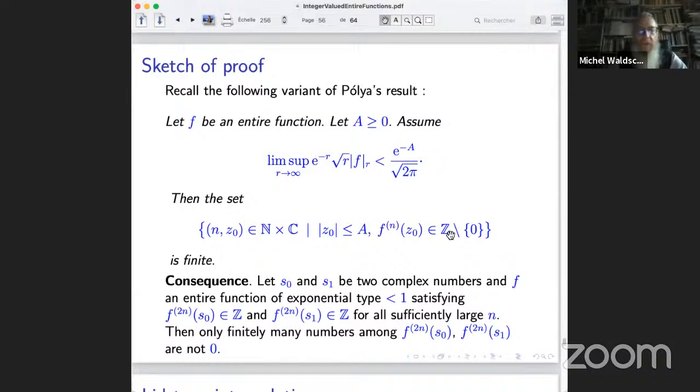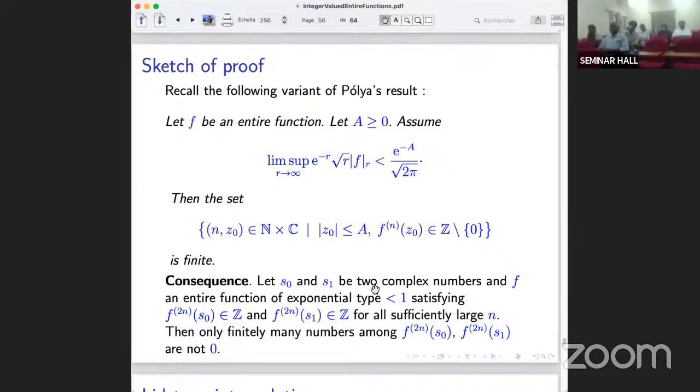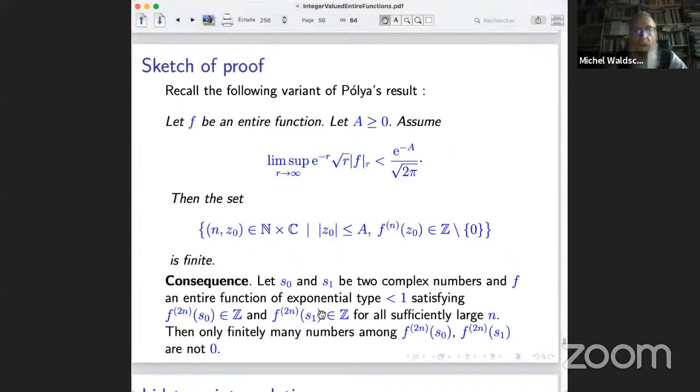So, the consequence is the following. If you take a function of exponential type less than 1 and two complex numbers such that all these derivatives are in Z, then only finitely many of the numbers f^(2n) of S0 and f^(2n) of S1 are not 0. So this is where we use the fact that the exponential type is less than 1. We deduce that these values, which were assumed to be in Z, are in fact 0 values. And I explained before that when we look at the integer valued entire function, we compare with 0 values instead of integer values. And this is what we are able to do using Polya's result.